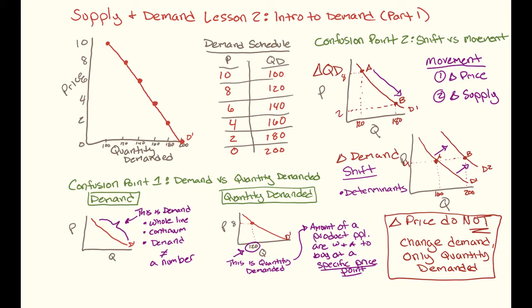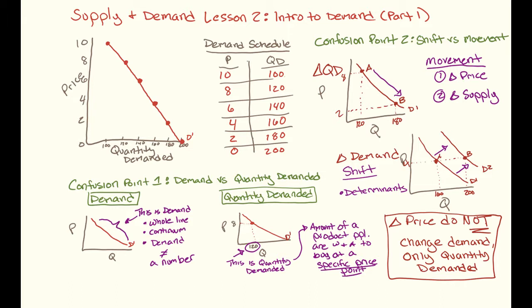The second main point of confusion when looking at the demand curve has to do with tracking shifts in demand versus movements in demand. So the easy way for the kids to remember it is that if it's a change in quantity demanded only, then it's a movement, and if it's a change in overall demand, it's a shift. But I think that usually requires a little bit of additional explanation.